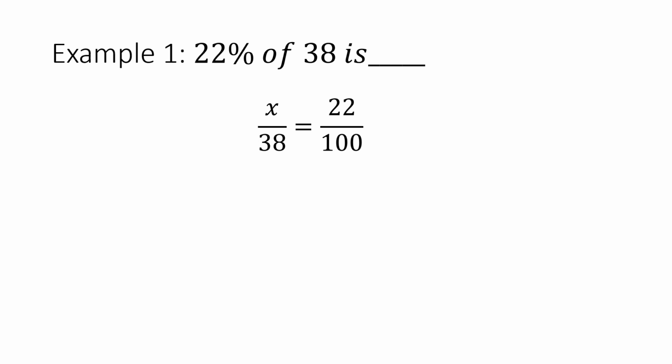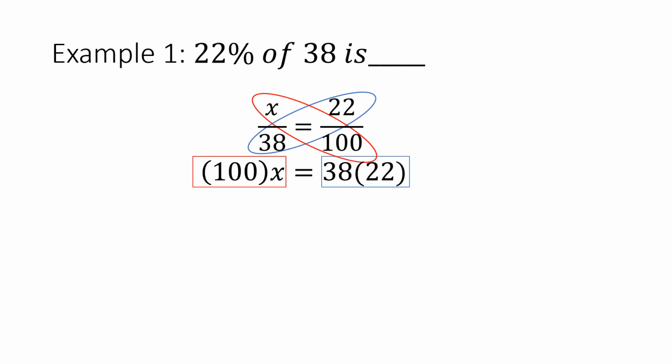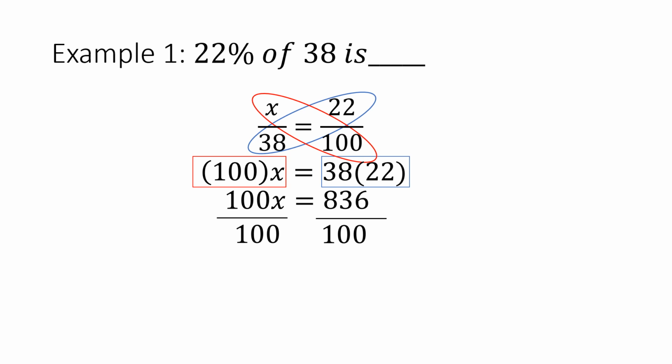From here, we're going to be doing cross multiplication. So we're going to do 100 times x and 38 times 22. Then we're going to simplify, so that's going to be 100x equals 836. Then to solve this, last step is we need to move the 100, and we're going to divide both sides by 100. And when we do that, x is going to equal 8.36.